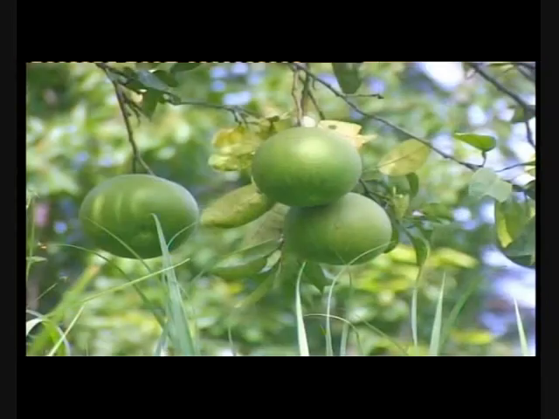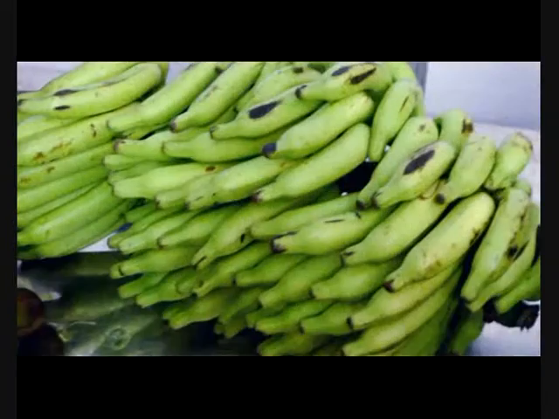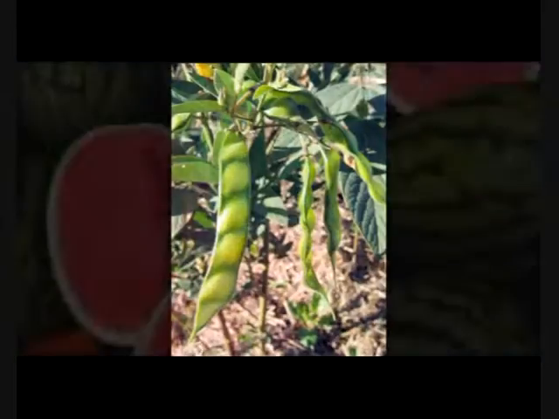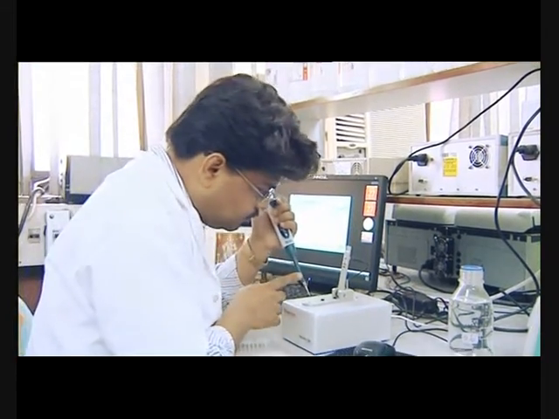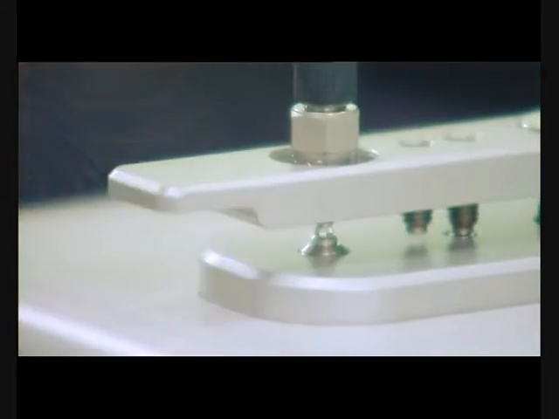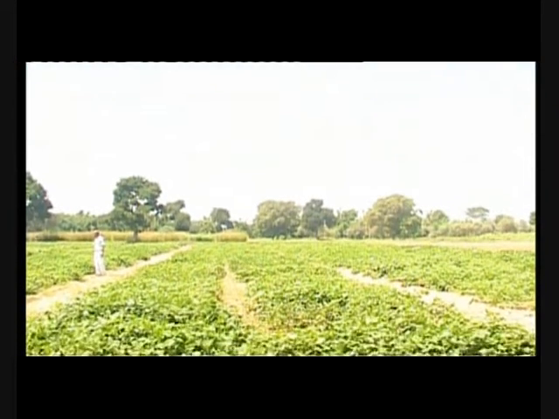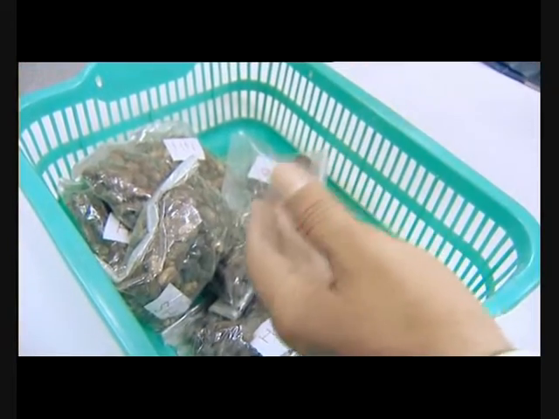Novel SSR marker sets have been developed in citrus, chilies, mango, brinjal, mung bean, banana, sesame, pigeon pea, watermelon, and finger millet. More than 2,000 varieties belonging to 34 crops have been fingerprinted. Once the germplasm has been evaluated and characterized, seeds and propagules are multiplied for conservation.